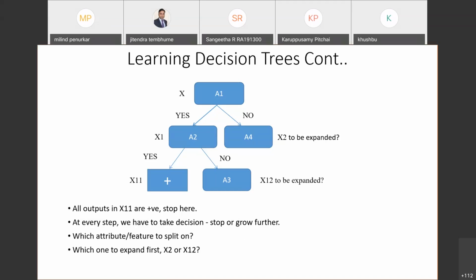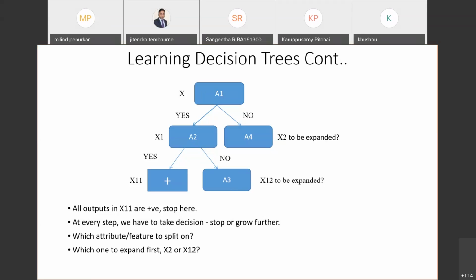Right. So now whether I should expand X12 first or X2 first. If you go from, let's expand X12 first and then probably expand X2 and so on. So all outputs in X11 are positive, therefore we are stopping. At every step we have to take a decision whether to stop or grow further. Now, as I said, if the values in the set that I am going to get are not all positives, some positive and some negatives, then you probably have to expand. But the question is how much we could expand.